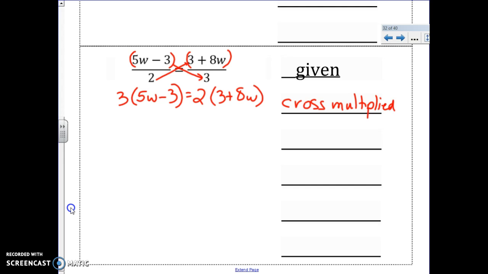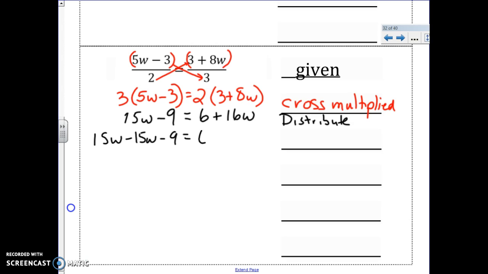And I'm going to distribute that 3, and I get 15w minus 9, and I have to distribute that 2, 6 plus 16w. And now I need to start getting my w's to one side. I'm going to move the smaller one. So I had 15w, and I'm going to minus 15w from both sides.